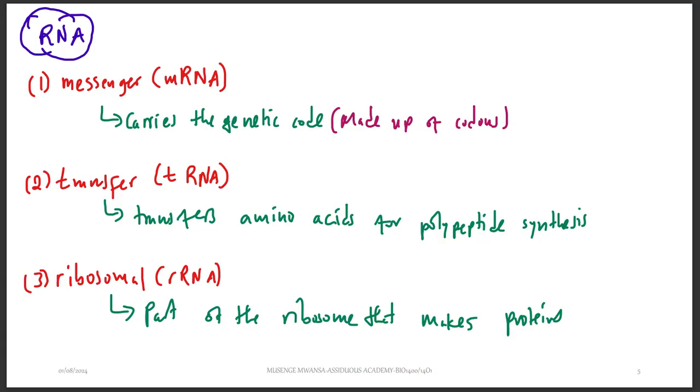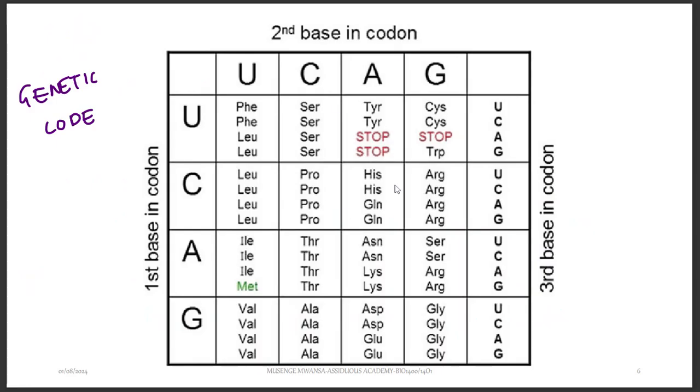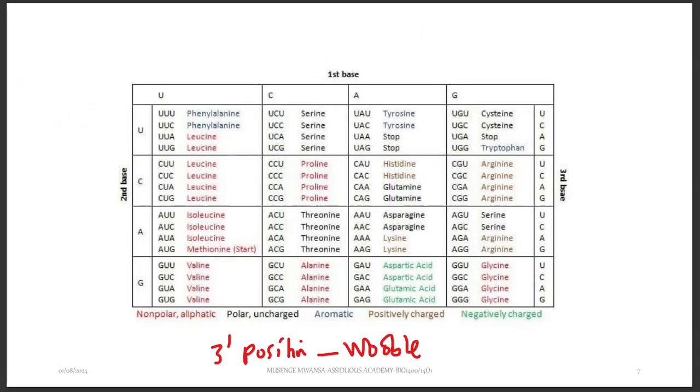You know the nucleotides: A, adenine, uracil, thymine. And then transfer RNA, as we said, transfers amino acids for you to be able to make your protein. Ribosomal RNA forms part of the ribosome that makes proteins, right? This is what we call the genetic code. So in today's class, this is what we are trying to discuss, the genetic code. Again, this is the genetic code.